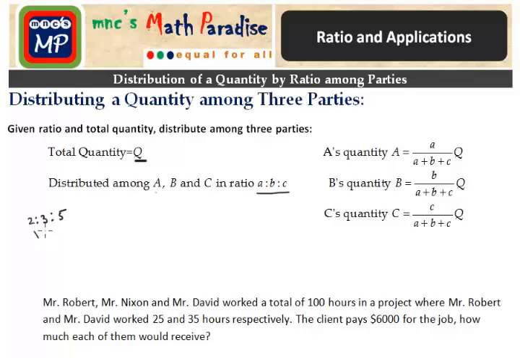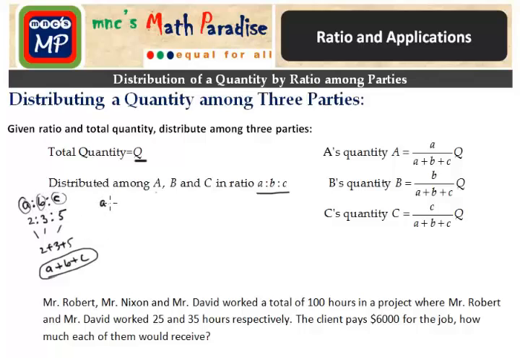That means if we add them, 2 plus 3 plus 5, 2 plus 3 is 5, plus 5 is $10. So in $10, A will get $2. In $10, B will get $3. In $10, C will get $5. So if we consider the general case, where the ratio between A, B and C is a, b and c, then if we add them, a plus b plus c, that is the total quantity, then A will get a, B will get b and C will get c.